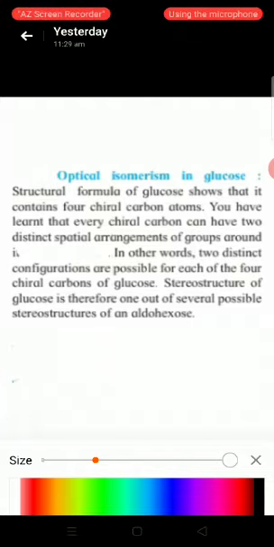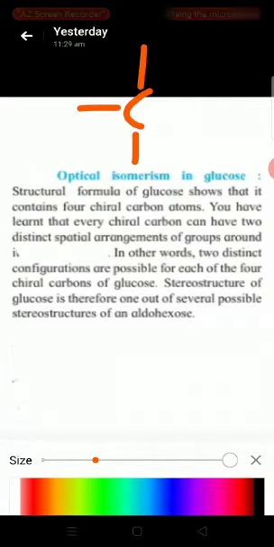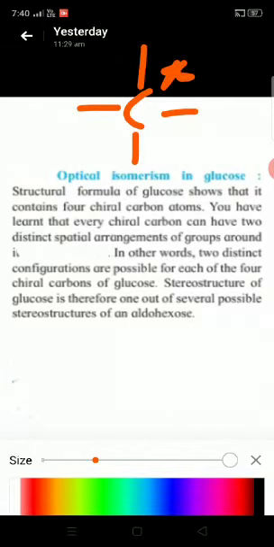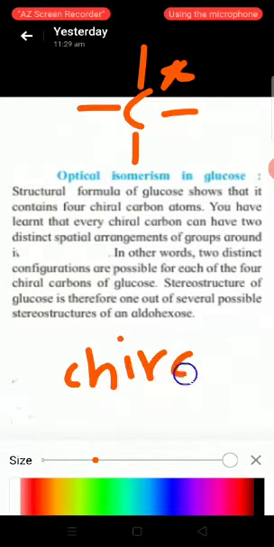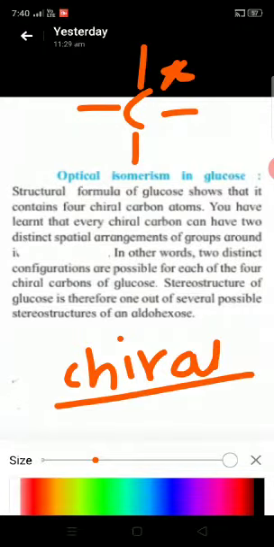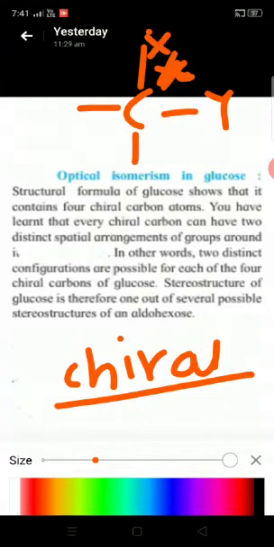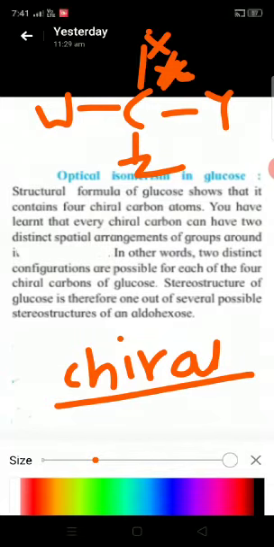And which compounds are optically active? The compounds which contain one asymmetric carbon atom. And what is meant by an asymmetric carbon atom or chiral carbon atom? It is the carbon atom which is attached to four different groups or atoms. That carbon atom is called an asymmetric or chiral carbon atom.